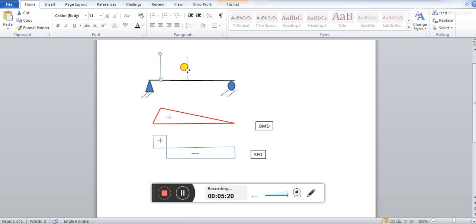Now if, after some movement, the load comes over here, what will happen to this bending moment diagram? Can anyone tell? Will it remain the same? Sir, BMD and SFD both change, sir. It will change. What change will happen? Can anyone explain? Sir, the load will change from mid to. So the shape of the bending moment diagram will change, right? Yes, sir.